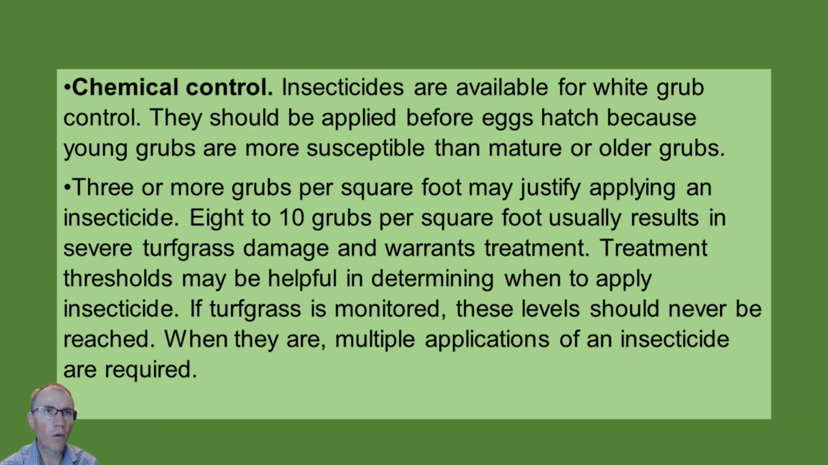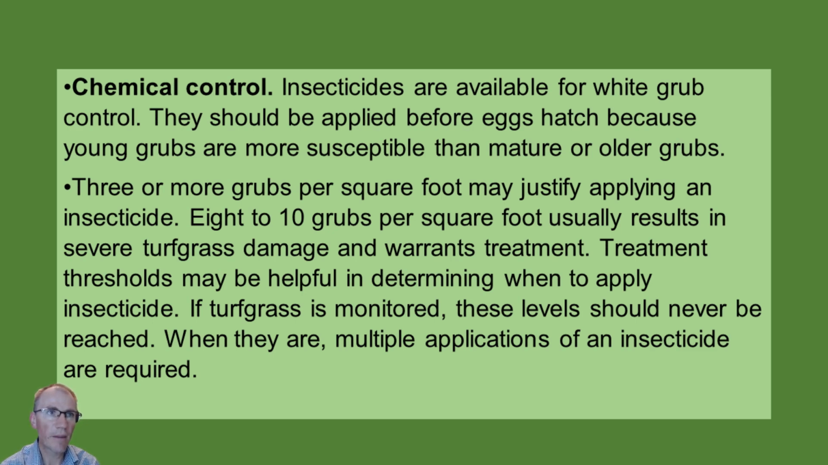Chemical control. Insecticides are available for white grub control. They should be applied before eggs hatch because young grubs are more susceptible than mature or older grubs. 3 or more grubs per square foot may justify applying an insecticide. 8 to 10 grubs per square foot usually results in severe turfgrass damage and warrants treatment.